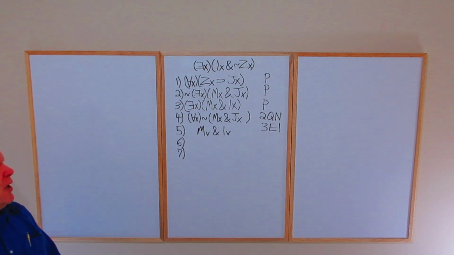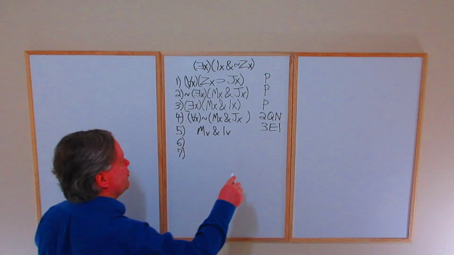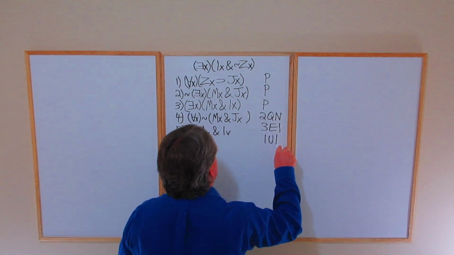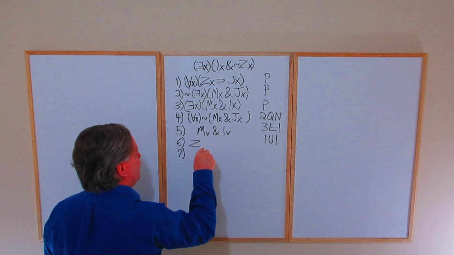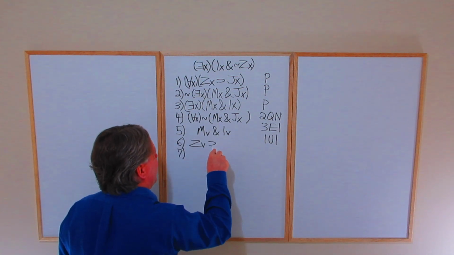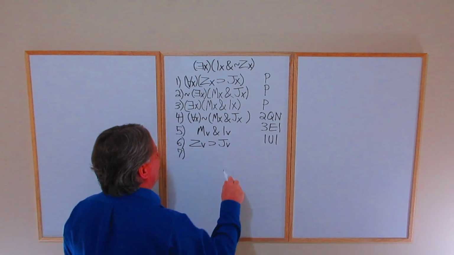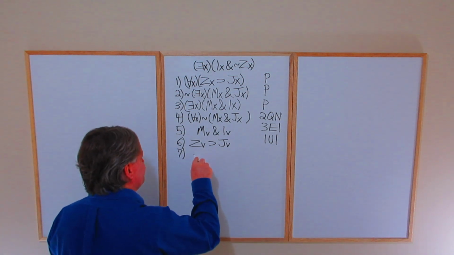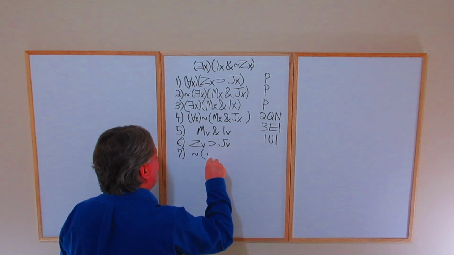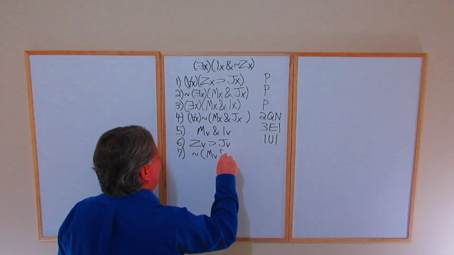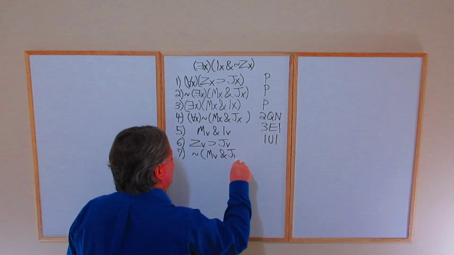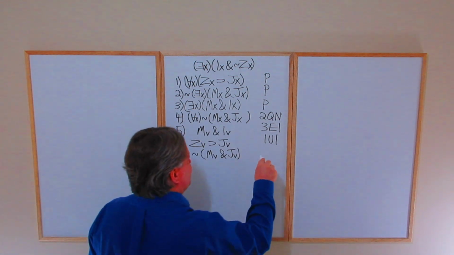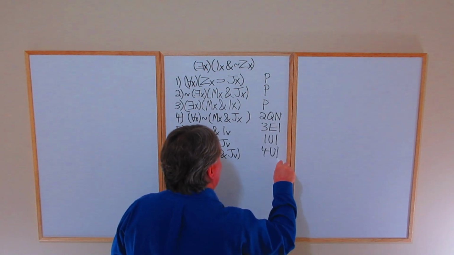And what we want to do is make sure that all 3 sentences pertain to the same subject, namely unspecified v. So 1 UI is going to give us, if unspecified v is a Zionist, then unspecified v is Jewish. 4 UI is going to give us, it's not the case that unspecified v is Muslim and unspecified v is Jewish. So that's 4 UI.